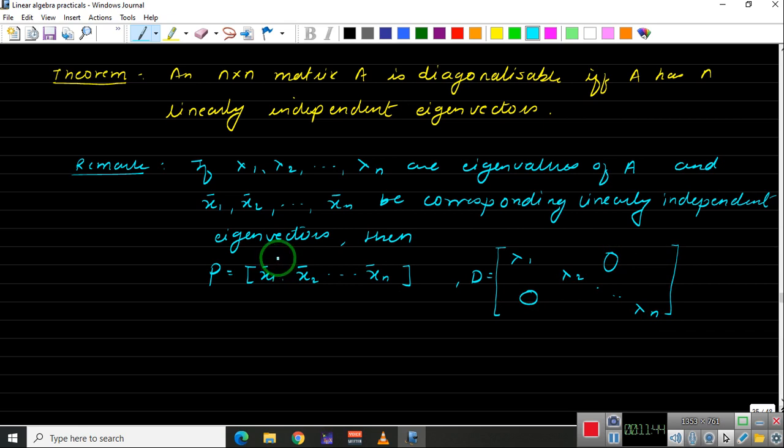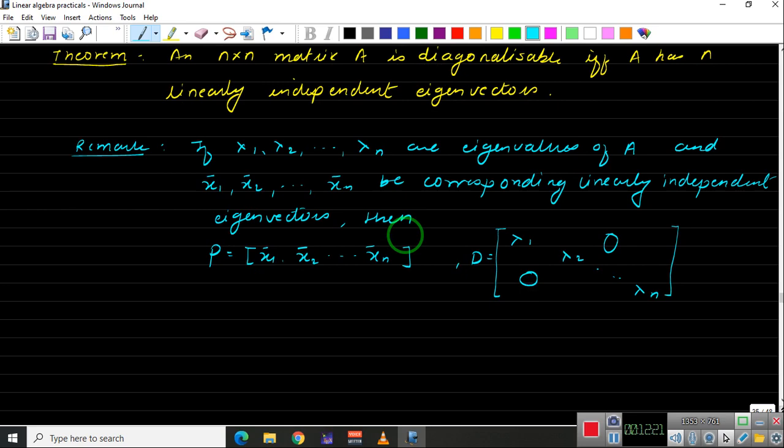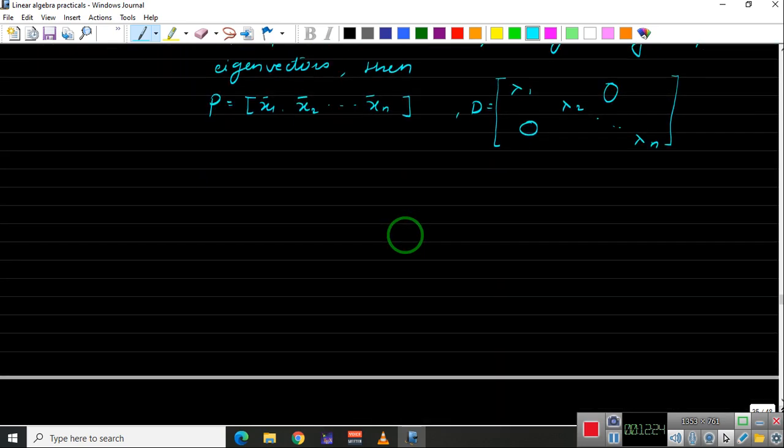So to get the diagonal matrix and the invertible matrix, this theorem proves very handy. The diagonal matrix will have all the eigenvalues on the main diagonal, and the invertible matrix P will have the corresponding eigenvectors as its columns. So to get the diagonal matrix D and invertible matrix P, we will use this result. Okay, so let us take one example.